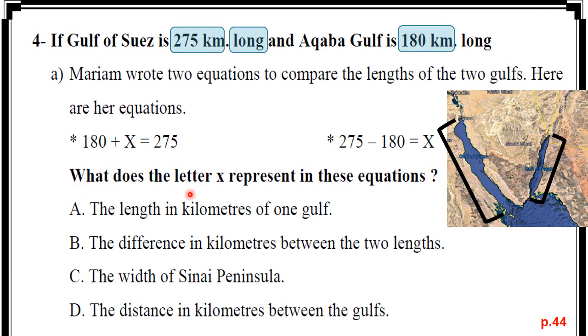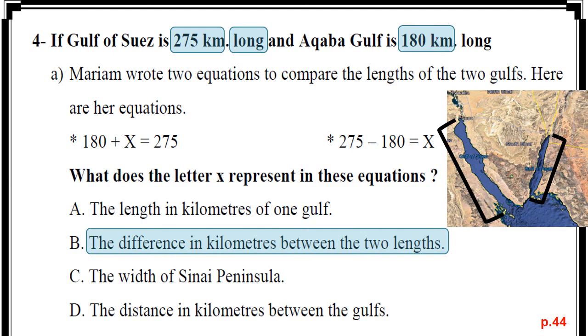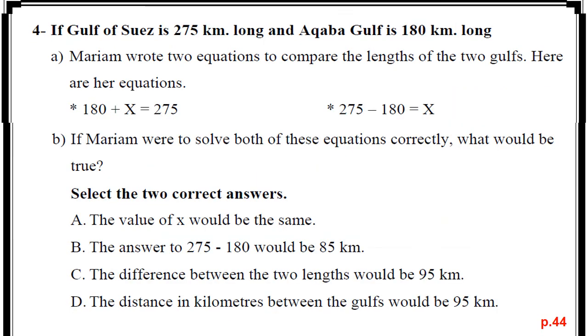And now, what does the letter x represent in this question? Letter A, the length in kilometers of one gulf, or the difference in kilometers between the two lengths, or the width of the Sinai Peninsula, or the distance in kilometers between the two gulfs. Here it is the length of the gulf. So the answer will be the difference in kilometers between the two lengths.